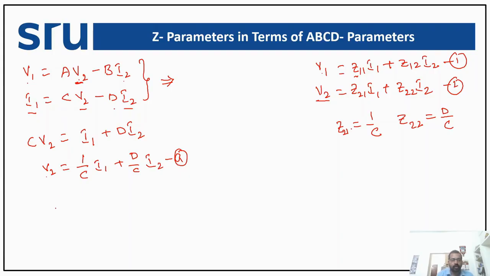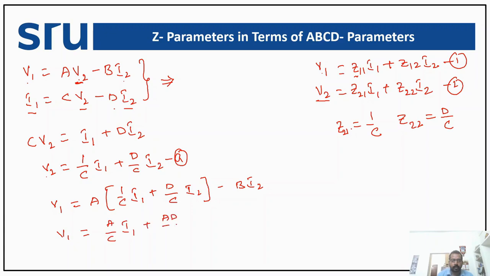What we are going to get is V1 is equal to A into 1 by C I1 plus D by C I2, minus B I2. So my V1 is equal to A by C I1 plus AD by C I2 minus B I2. So we have I2 terms here. Let us take I2 common. So what we are going to get?